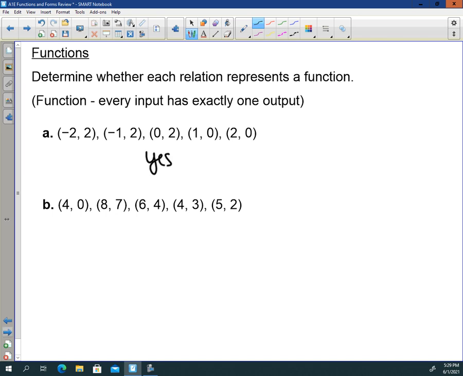Now that's different from this list. Because notice you have an input of 4 here and an output of 0. But you also have an input of 4 here and an output of 3. And so 4 goes to 2 different places. You could put a 4 into this machine and it might spit out a 0. Or you could put a 4 into this machine and it might spit out a 3. You don't know. And so this is not a function. Every input needs exactly one output.